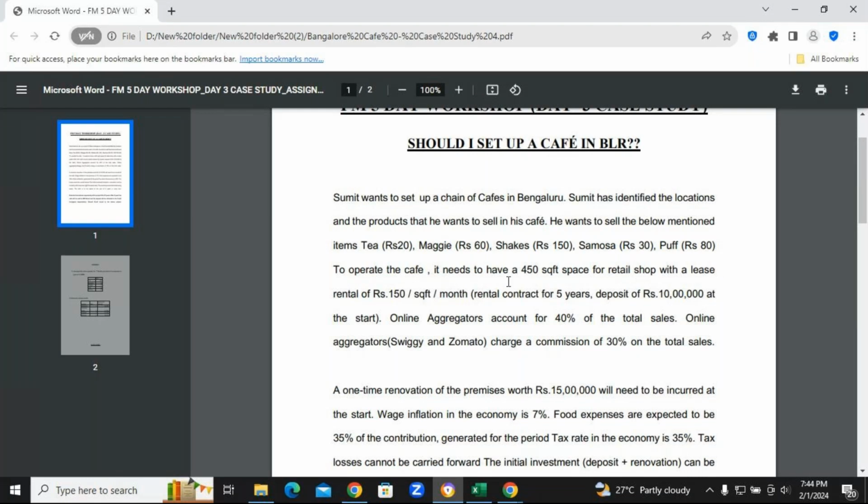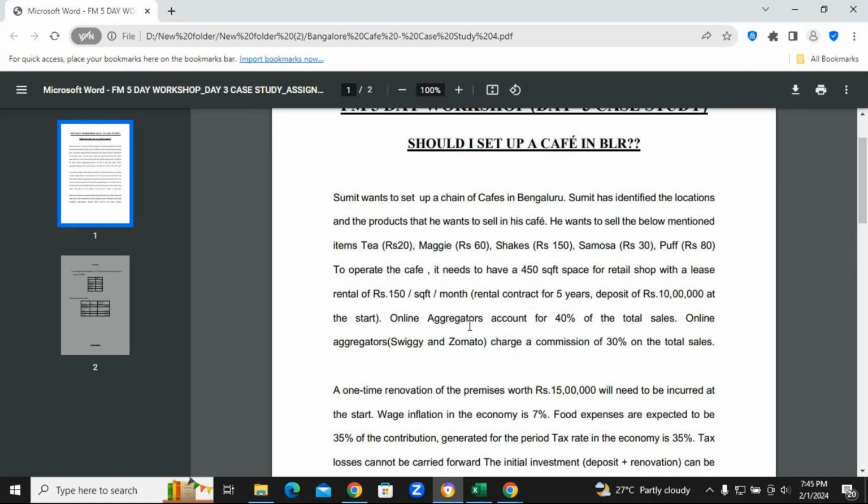So here they are talking about the space. 450 square feet is required in order to set up the shop. Then the lease rental is 150 per square feet per month. The rental contract is for 5 years, and the rental deposit he is going to pay is 10 lakh rupees at the start. At the beginning only he is going to pay.